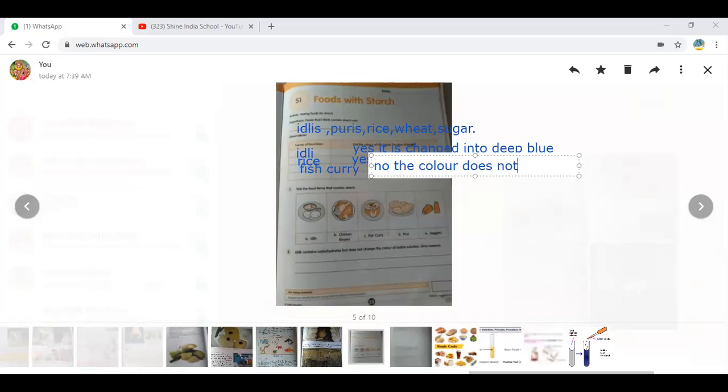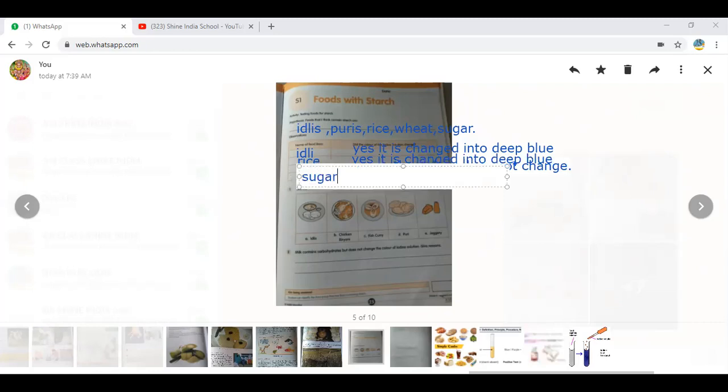Does not change. Now, can you tell me some other example? I have given you 3 examples: idli, rice, fish curry. Okay, I am writing here sugars. One more thing, I am writing here sugar, or you can write glucose. Sugar means yes, it will change. Yes, it is changed into deep blue.